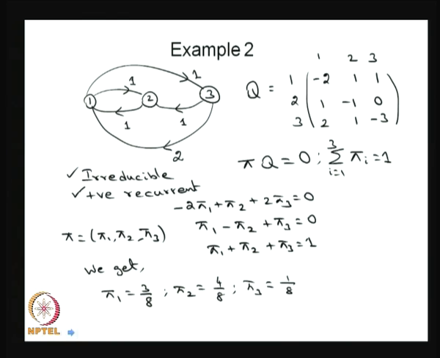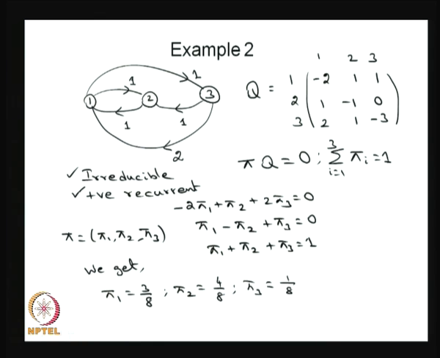Second example is also a finite state model. All the states are communicating with all other states. Therefore, it is irreducible. Since it is a finite state model, you won't have a null recurrent. It's a positive recurrent model. So, I can solve pi Q is equal to 0 and the summation of pi is equal to 1.